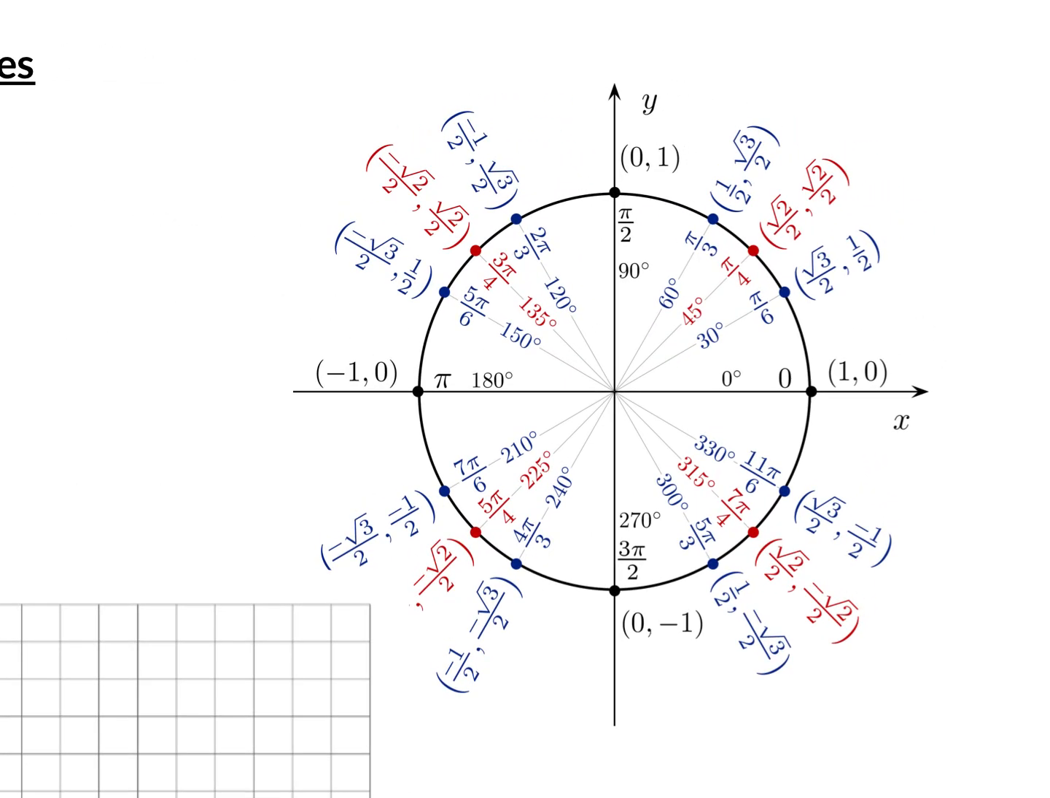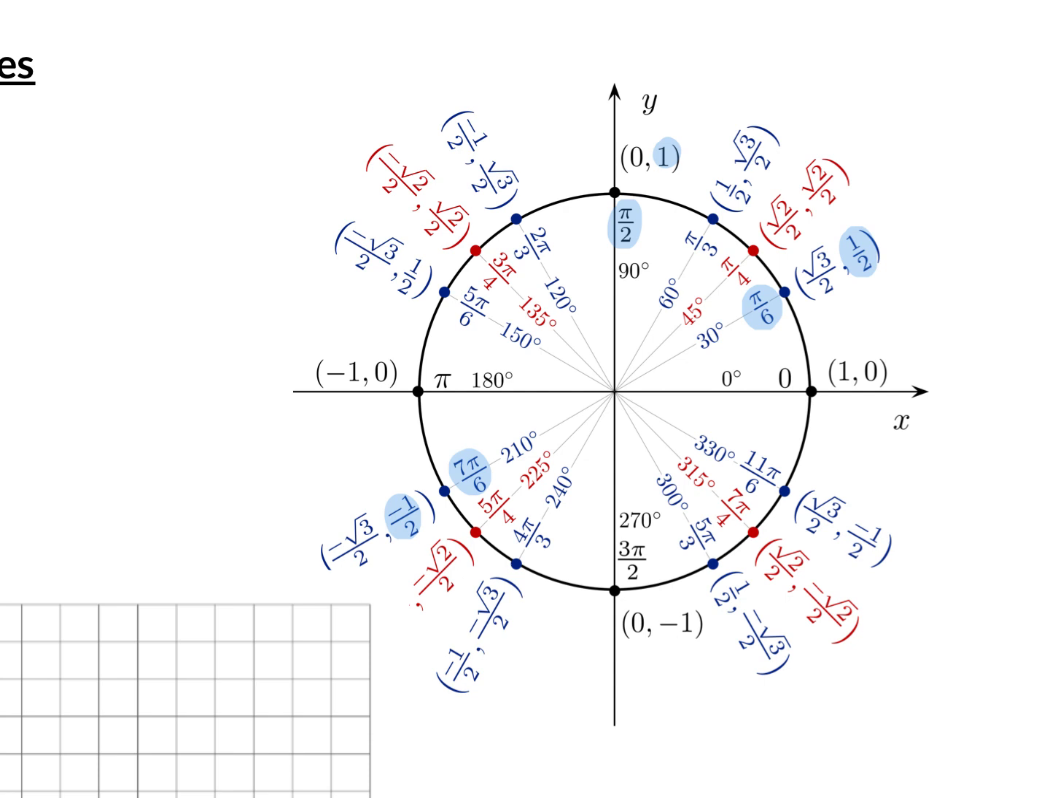So if I asked you something like, what is the sine value at pi over 6? What would you tell me the sine value is at pi over 6? 1/2. Sine is my y value, right? What would the sine value be of pi over 2? 1. What is the sine value of 7 pi over 6? -1/2.